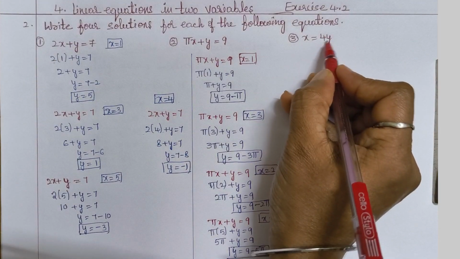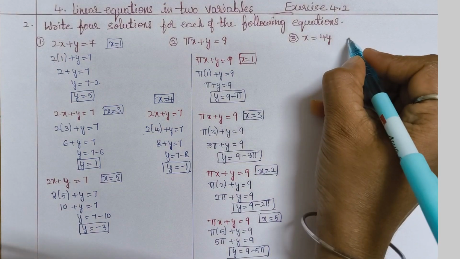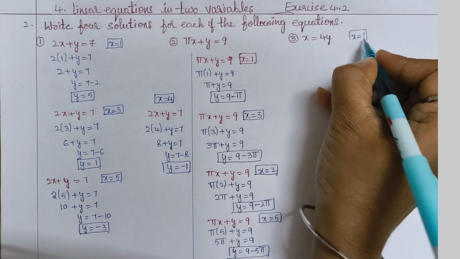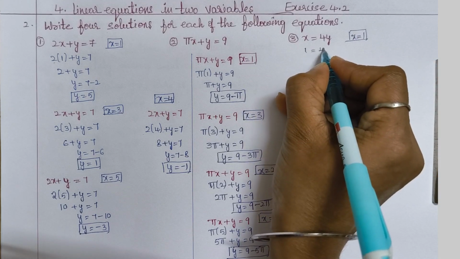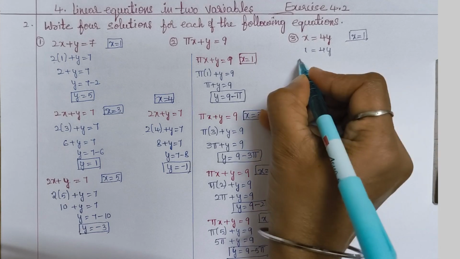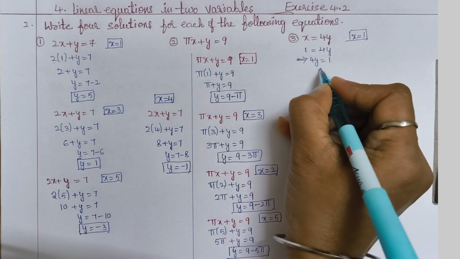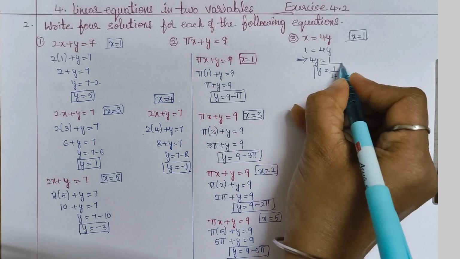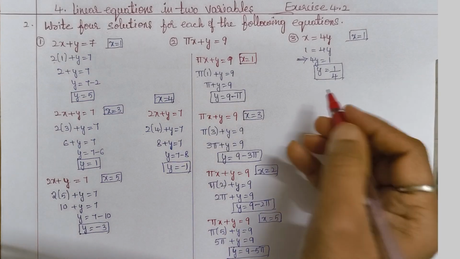Okay. Now this last, third question in this one. See, x is equal to 4y. Now see, x value I am taking 1. X is equal to 1 means 1 is equal to 4y. Reverse I will write: 4y is equal to 1. Y is equal to what happens? 1 by 4 is the answer. Finished. One finished.